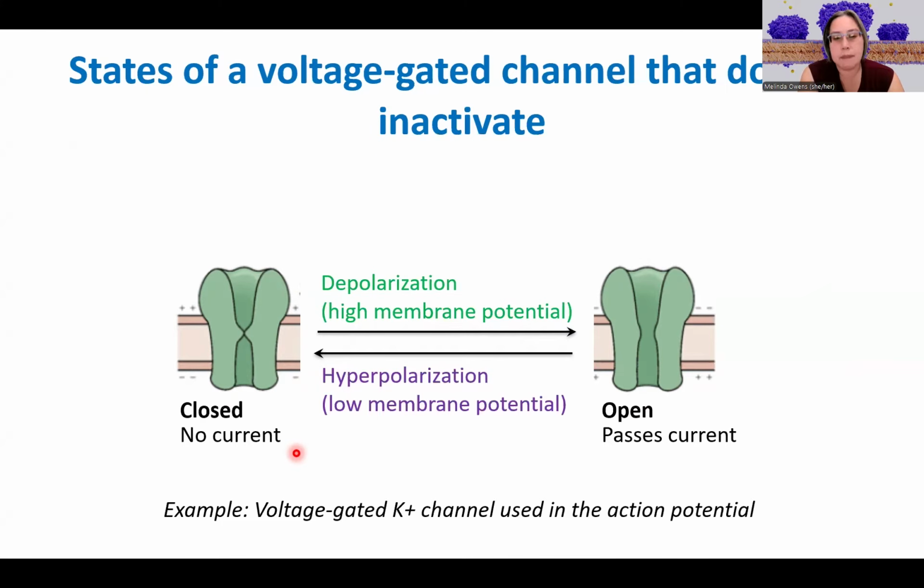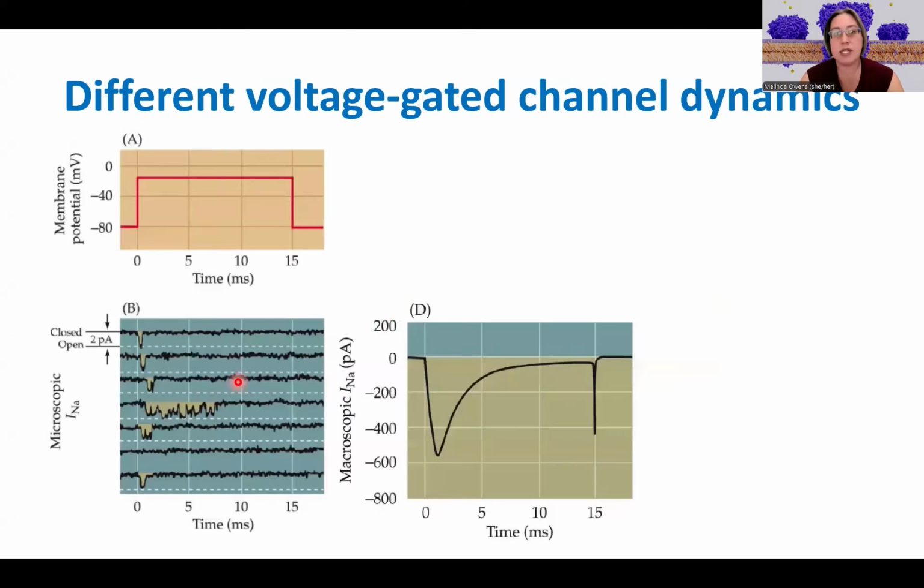for outwardly rectifying channels. And an example of this, again, is the voltage-gated K plus channel used in the action potential. It's just very simple. When there's a high membrane potential, when there's that high voltage there, it will open and it will just stay open as long as that voltage is there. And when the voltage goes away, it goes back to being closed. Open, closed, simple.